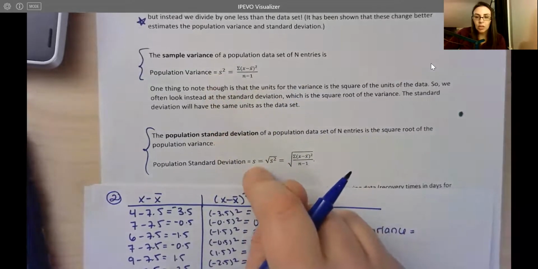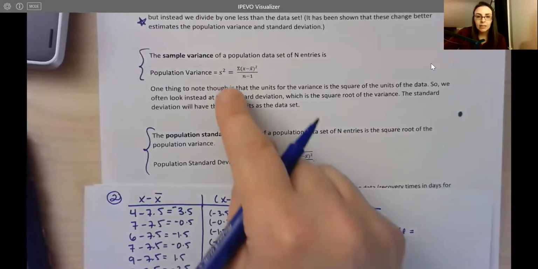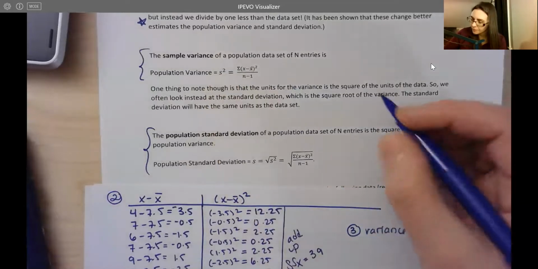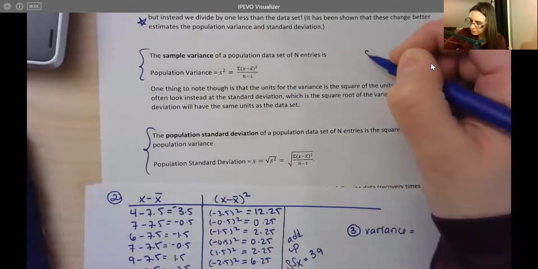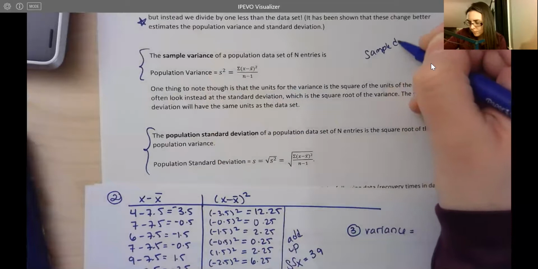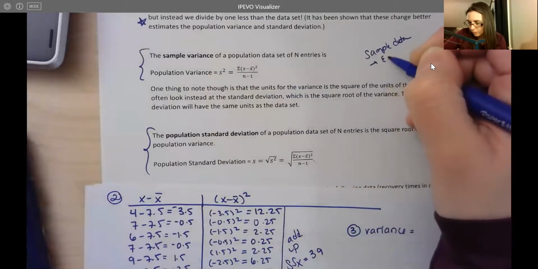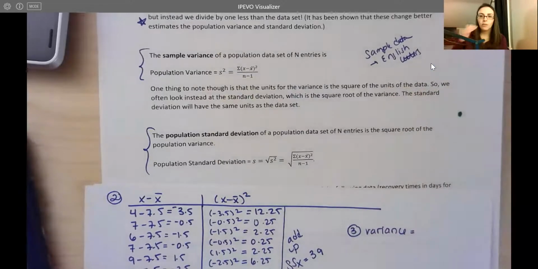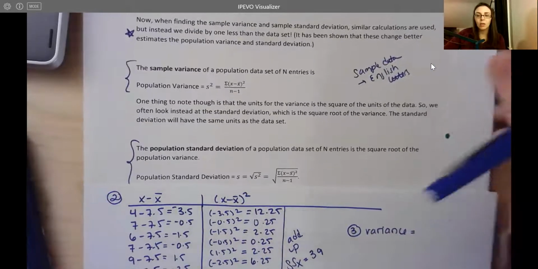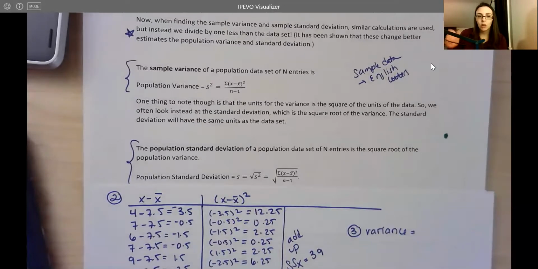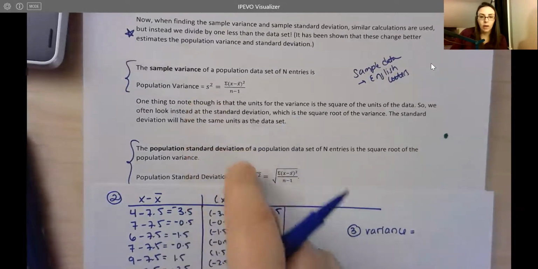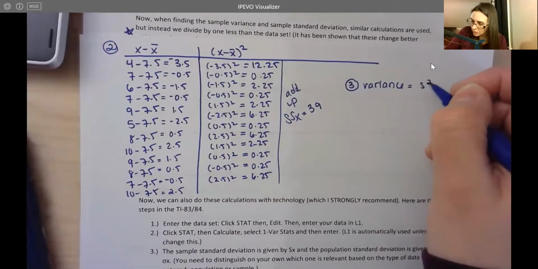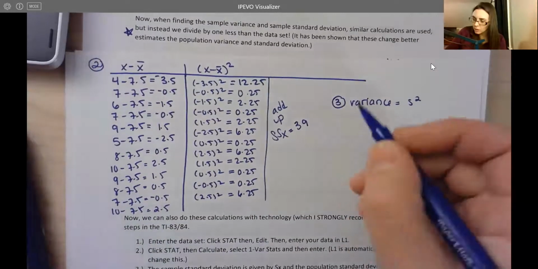So notice the change in notation. That's really important. Sample data tends to use English letters, okay? And we mentioned before that population data uses Greek letters. So we're changing that notation here as well. So the variance here is S squared. That would be the notation we're using.